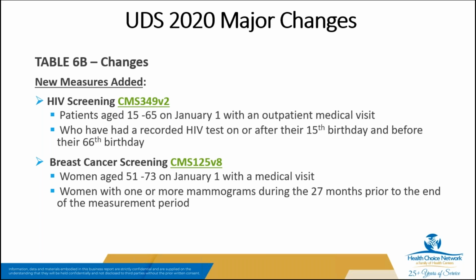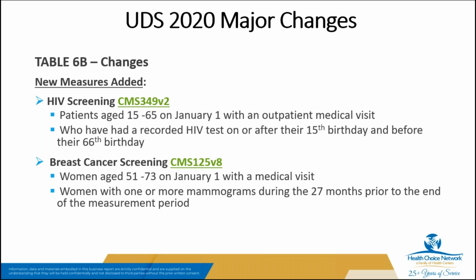Okay. The second one that has been added is breast cancer screening. This is CMS 125 version 8. And this one is looking for women aged 51 to 73 as of January 1st of the measurement year who've had a medical visit during the measurement period. And it's looking to see if they've had a mammogram done anywhere looking back 27 months prior to the end of the measurement period. So it looks back 27 months to see if they've had a mammogram done. And again, that hyperlink will take you directly to the ECQM page, which will give you more details.